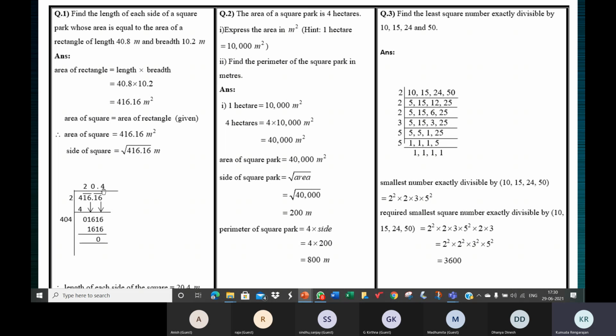But when you have to bring down this pair, since it is after the decimal point, you need to place a decimal point and then bring it down. 0, 0. Then bring the next pair down. But before bringing it down, because it's after the decimal point, place a decimal point there. And then 1, 6 comes down. Now we have 1, 6, 1, 6. And 404 into 4 is 1, 6, 1, 6. The remainder being 0.